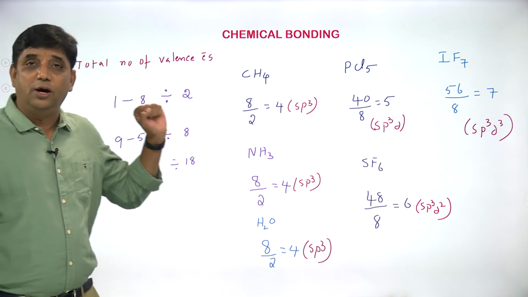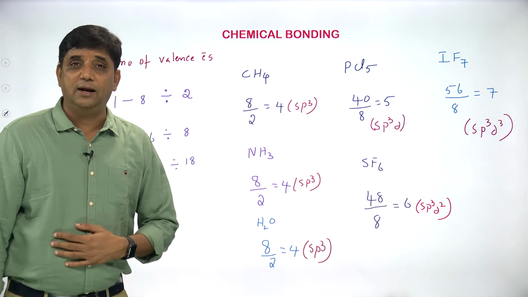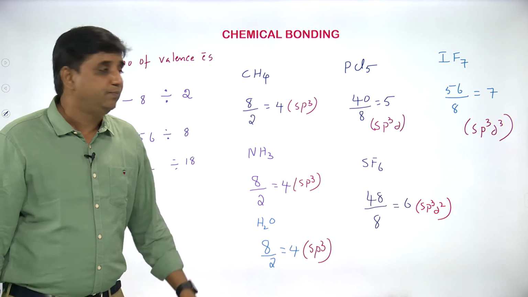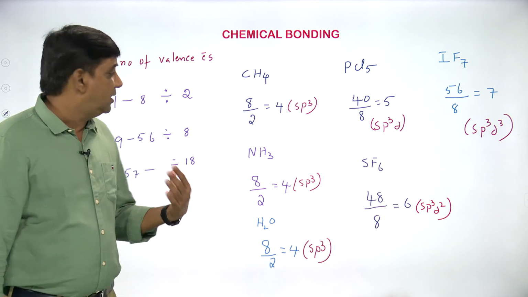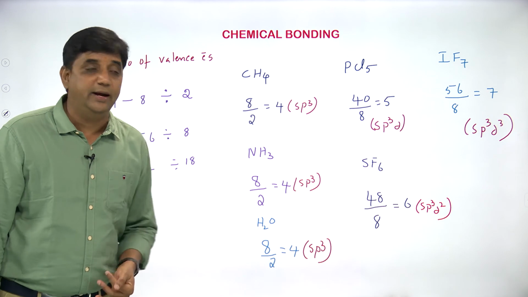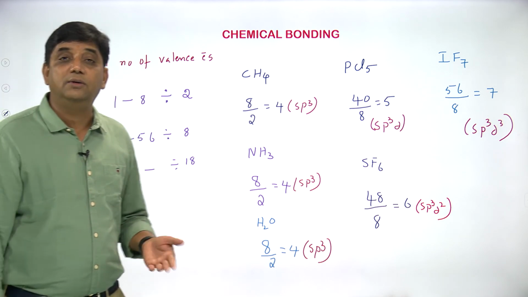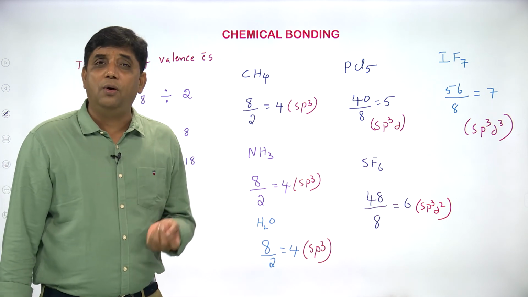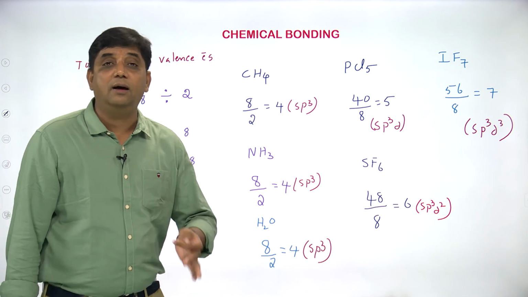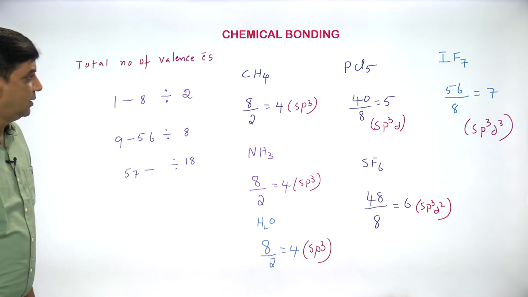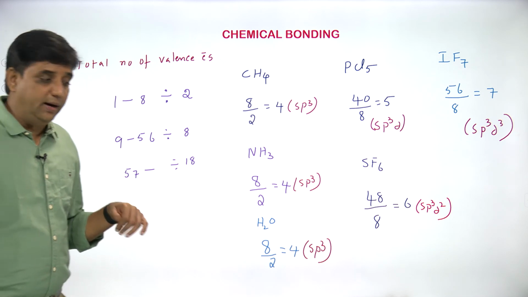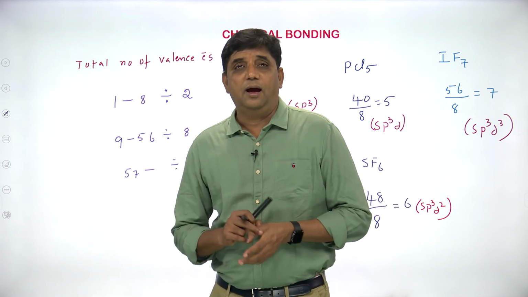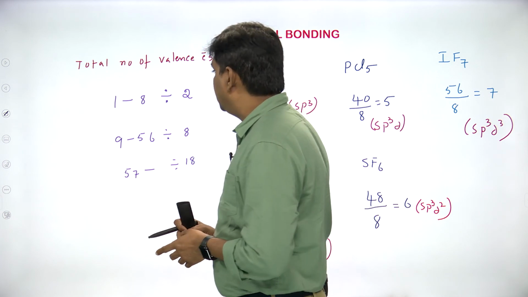Here is what you have to do: calculate the total number of valence electrons. If the total number of valence electrons lies between 1 to 8, it must be divided by 2. If it lies between 9 to 56, it should be divided by 8. And from 57 onwards, it should be divided by 18. You have to go on dividing till the remainder comes either 1 or 0. If the remainder is 1, that should be added to the quotient. The sum of the quotient values will give the hybridization value. This is how it must be done, students.